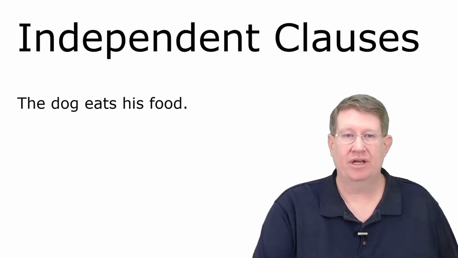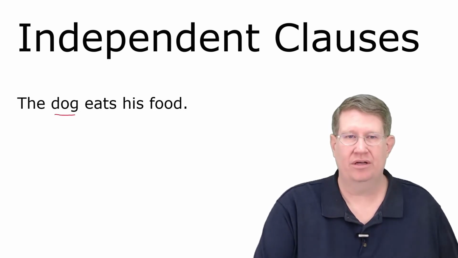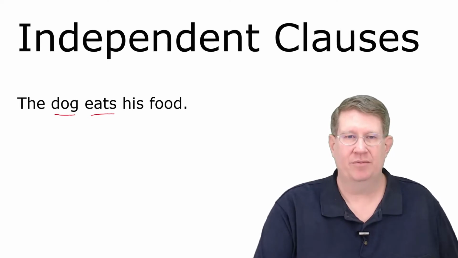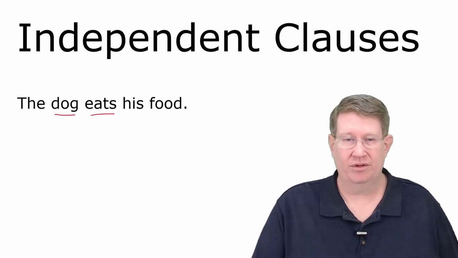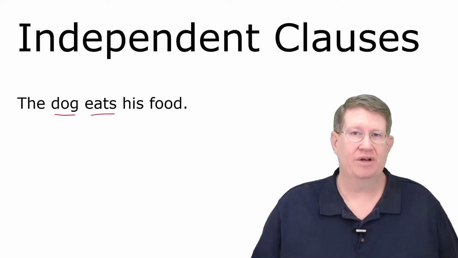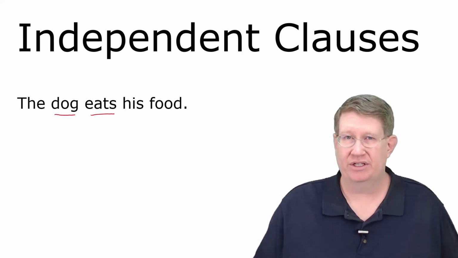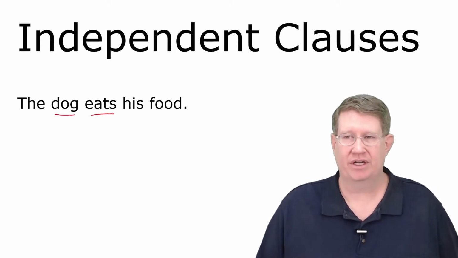So, the dog eats his food. Dog is the subject and eats is the verb. I have a subject, I have a verb. Do I have a complete thought? Yes, I do. The dog eats his food. It's not a very interesting sentence, but I understand it. I'm not waiting for any more information. Let's look at another example.